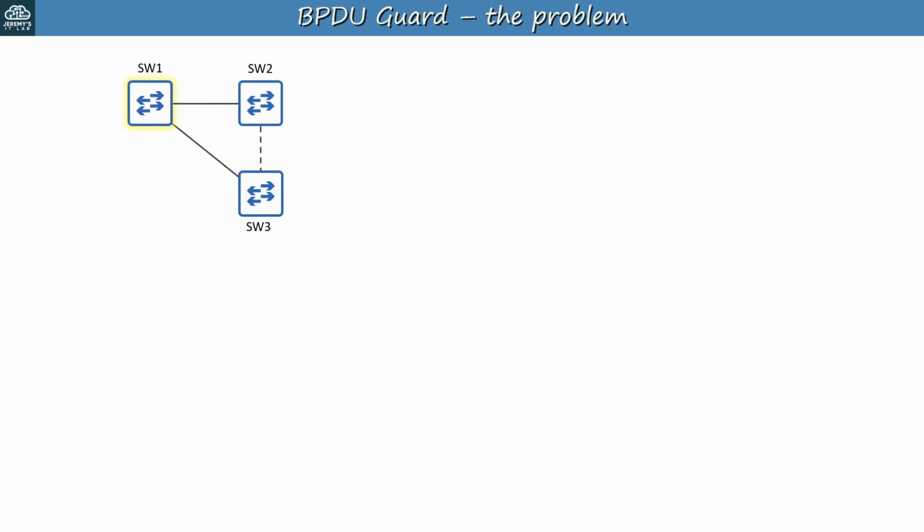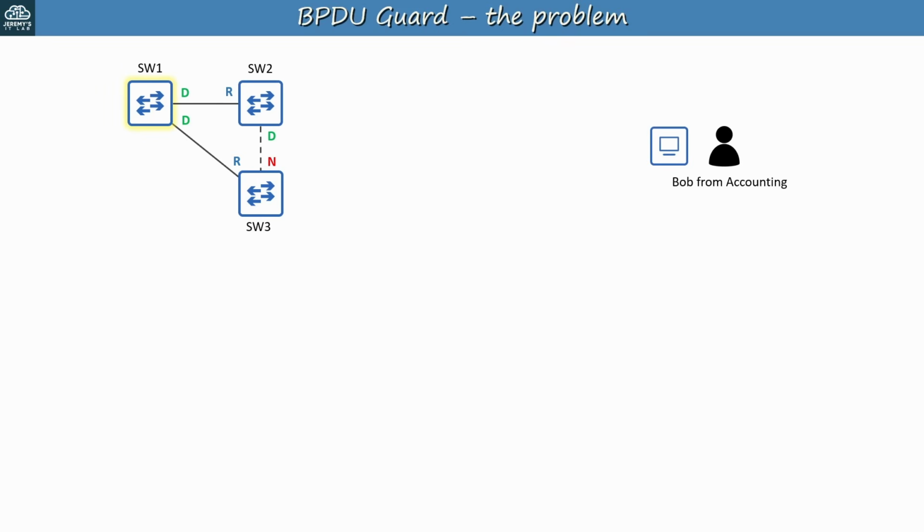Let's rewind a bit. Here's a simple LAN of 3 switches. Switch 1 is the root bridge with all designated ports. Switch 2 and switch 3 each have one root port leading towards switch 1, and the link between switch 2 and switch 3 is blocked. Bob from accounting is a user in the office.